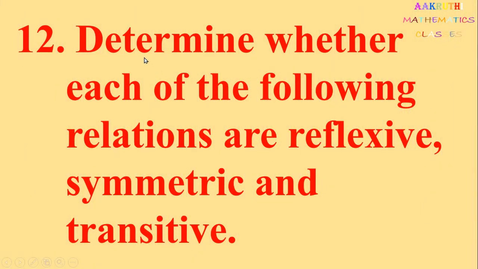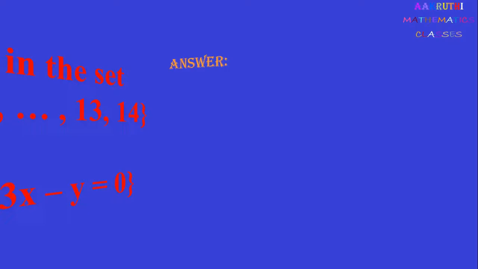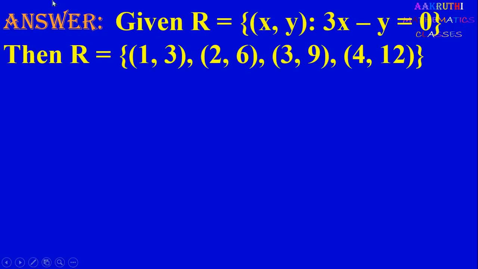Next question: determine whether each of the following relations is reflexive, symmetric and transitive. First one, relation R in the set A equal to {1, 2, 3, up to 14} defined as R equal to the set of all (x, y) such that 3x minus y equal to 0. We can write it as y equal to 3x, and here we can substitute the values for x.